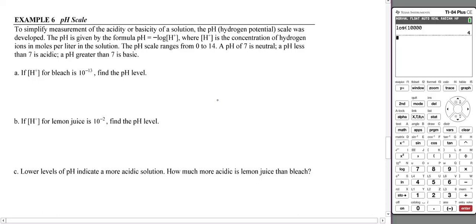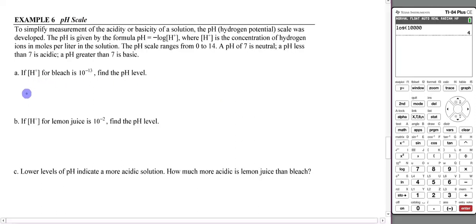The pH scale ranges from 0 to 14. A pH of 7 is neutral. A pH less than 7 is acidic. A pH greater than 7 is basic.